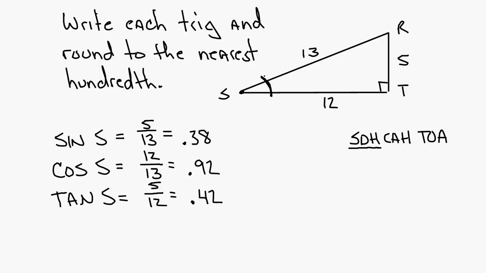So that's sine, cosine, and tangent for angle S. And now you're going to do the same thing for angle R. So sine of R is equal to, in regard to angle R, opposite of R is the 12. And the hypotenuse is still 13. And you've already done 12 over 13, haven't you? And that's 0.92.